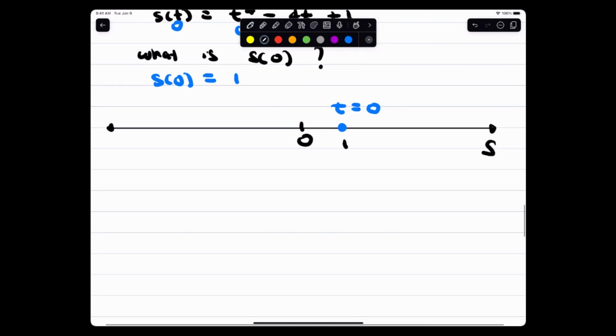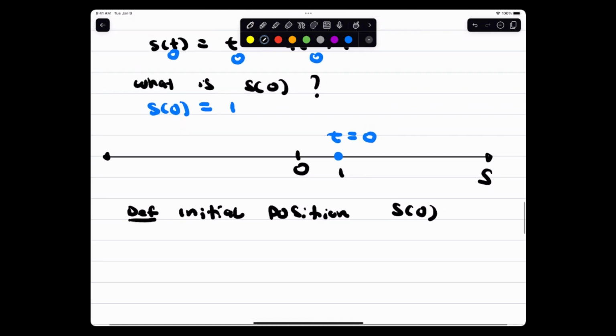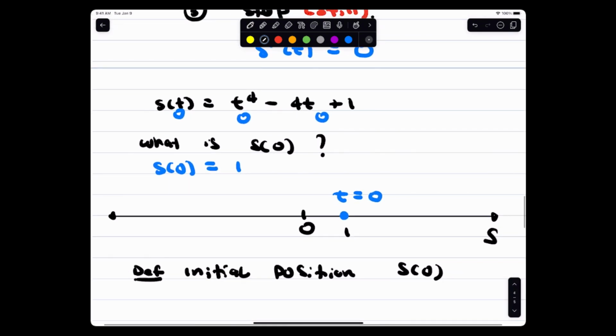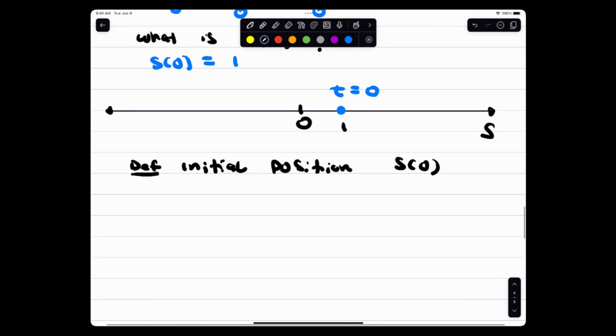So, today I want to give you guys a bunch of definitions so we can start to use this. This is called, by the way, initial what? Position. Initial position is S of 0. Also thought of as your starting point. Okay, so we're looking at just the position. Graph that.